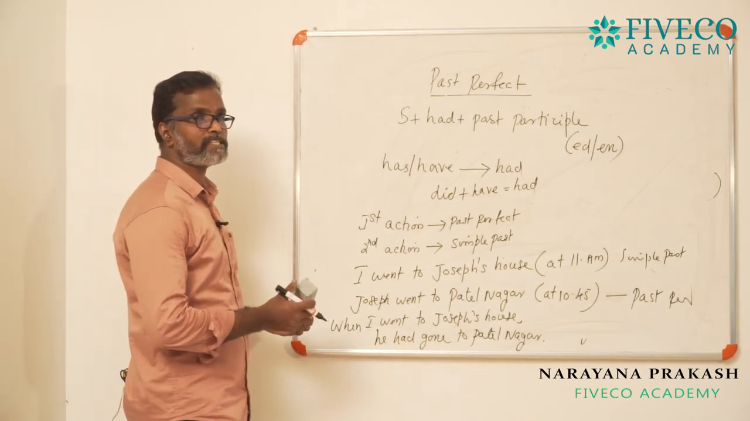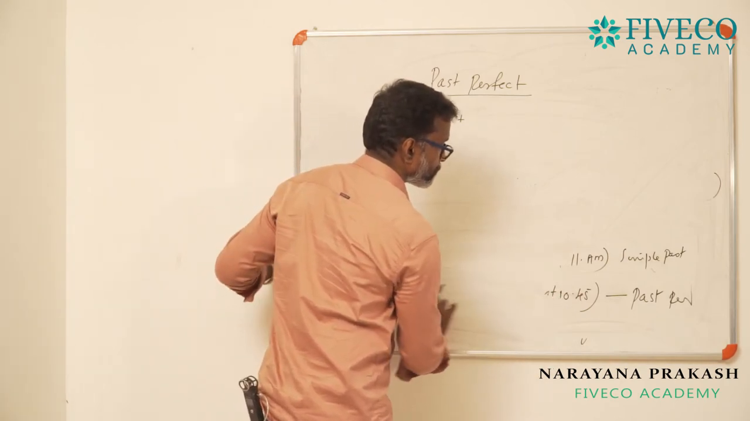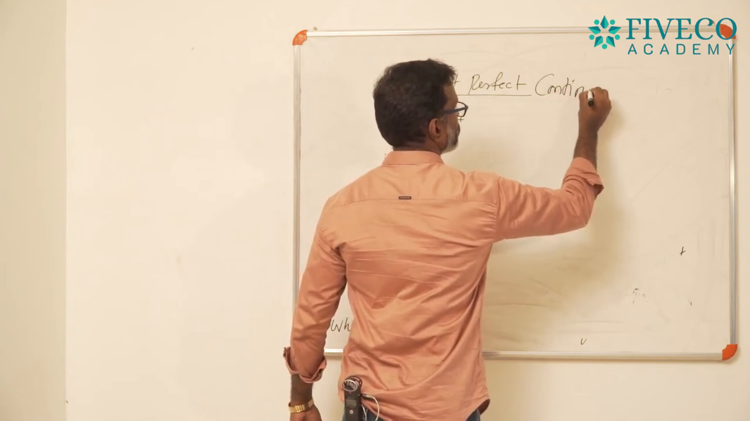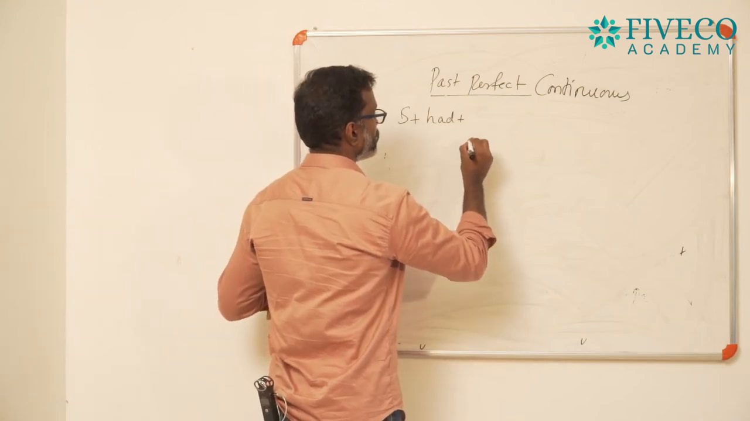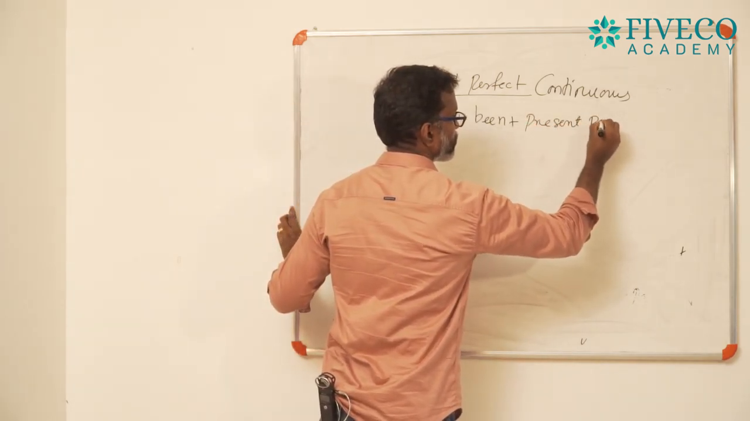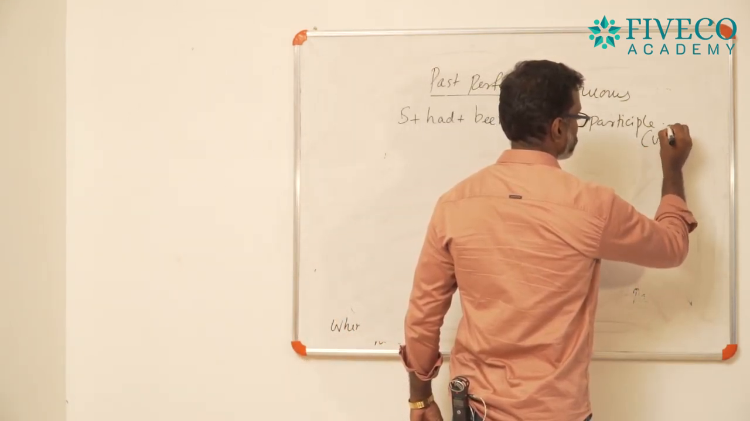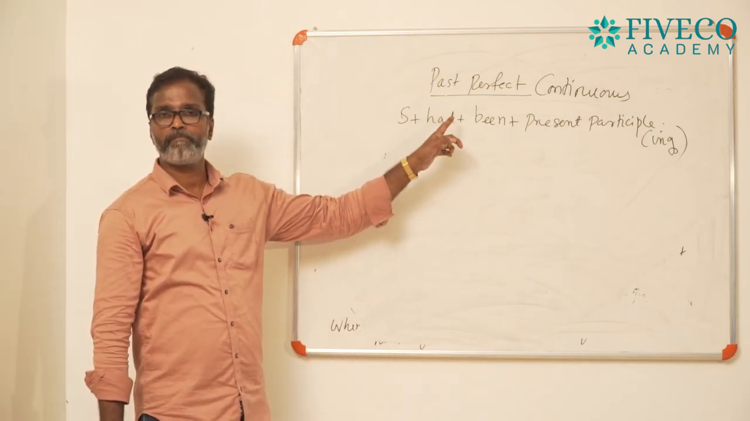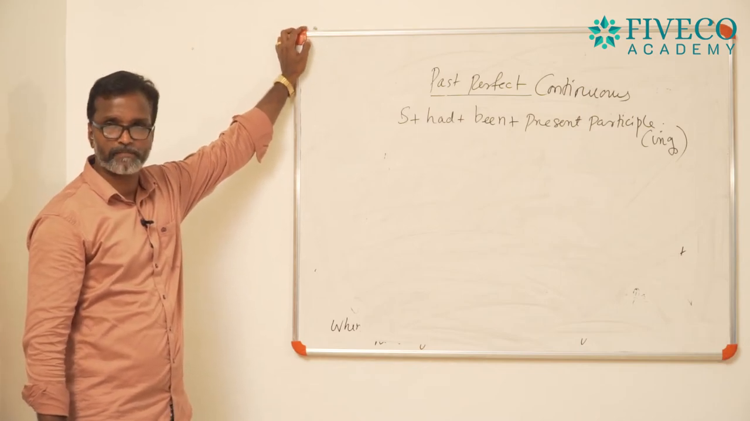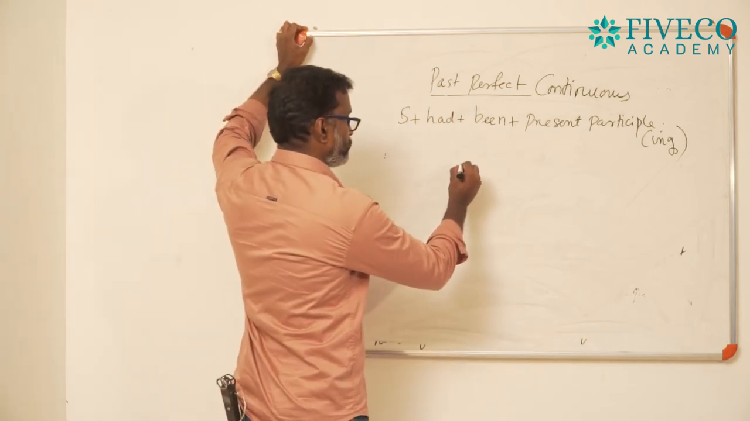And the last one, the fourth one, past perfect continuous. Subject plus had plus been plus present participle. Present participle means ing form of the verb. Past perfect continuous. When can you use past perfect continuous? I shall show you the diagram, then you can understand easily.